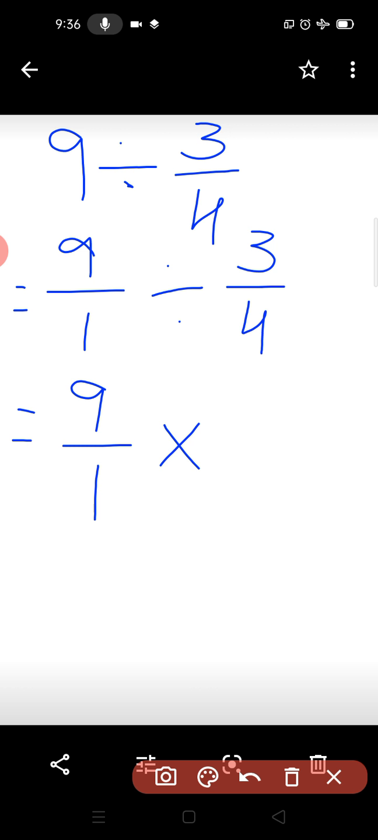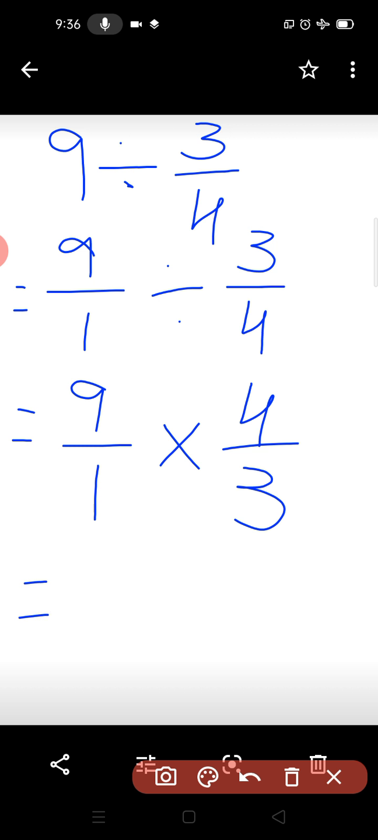I said many times there is a relation between multiplication and division. What is that relation? Multiplication and division are inverse to each other. Both are opposite to each other. So we are taking multiplication instead of division, but 3 by 4 becomes its reciprocal, 4 by 3. Okay, now the procedure we follow in the multiplication of fractions, the same thing we have to follow here for division of fractions also from this step onwards.